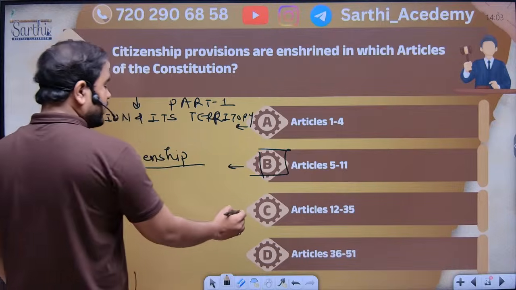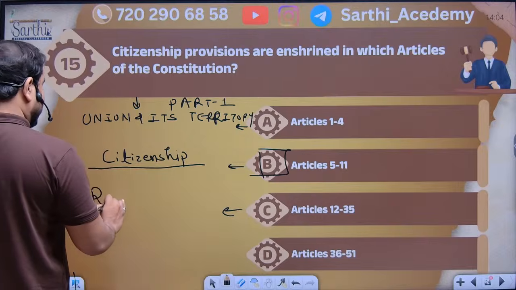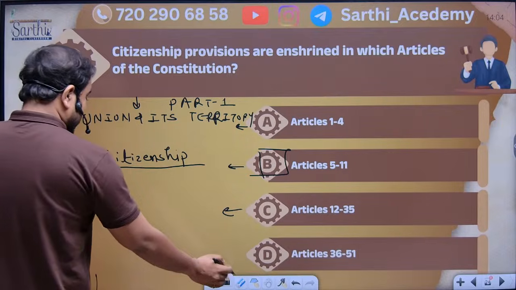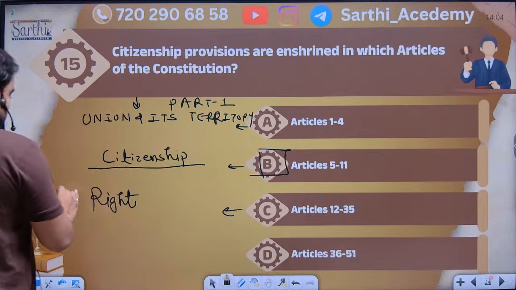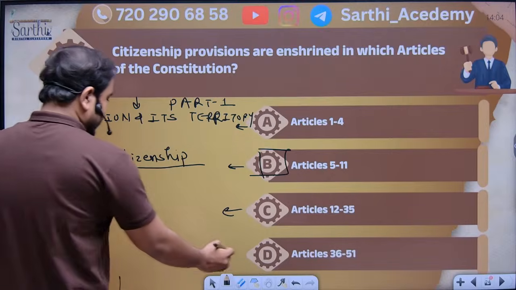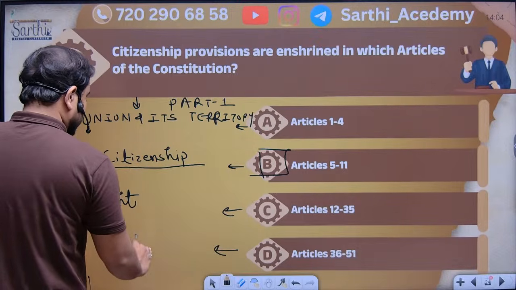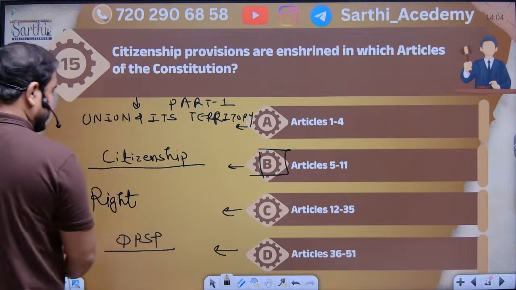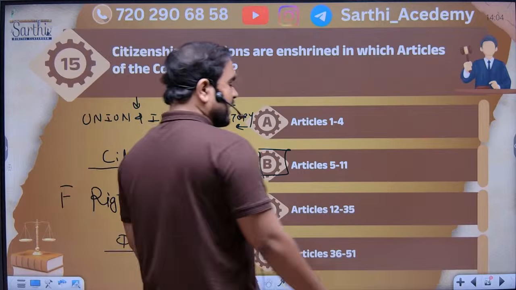Article number 12 to 35 talks about fundamental right, and article number 36 to 51 talks about directive principles of the state policy.